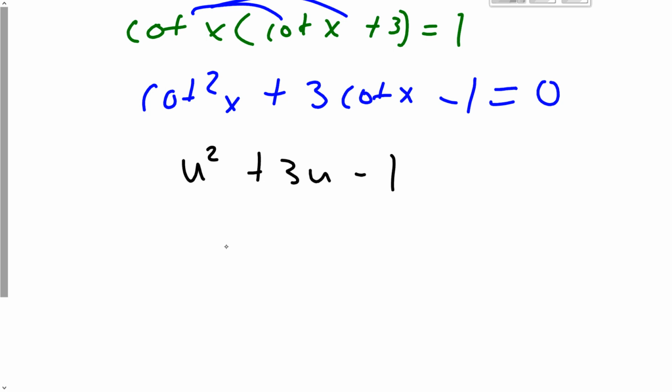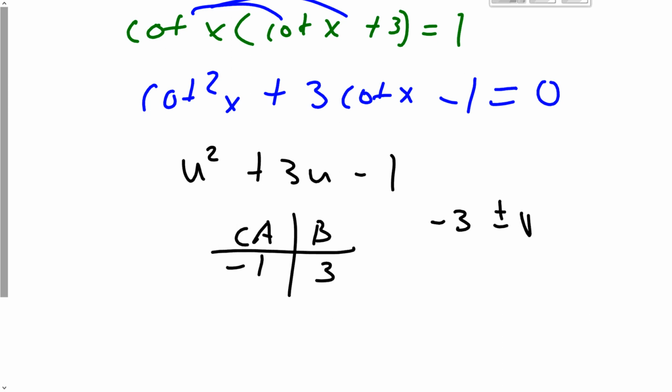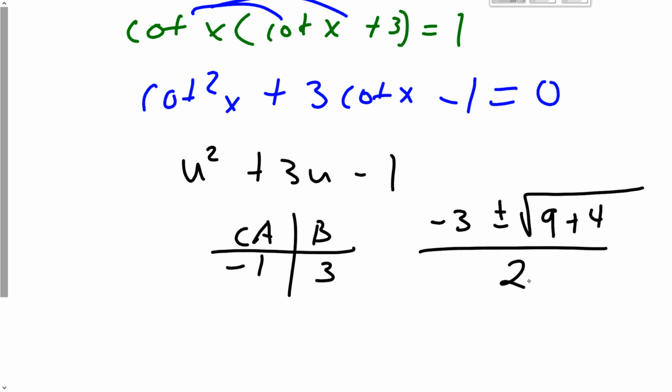This is c times a, so negative 1, because our a is 1, so that's really nice. Our b is 3. So what are the factors of negative 1 that add up to 3? Well, that's not possible, right? So here we'd have to do the quadratic formula. So negative b plus or minus the square root of b squared, so that's 9, minus 4 times a, our a is 1, and then times our c, so that's negative 4, and then all over 2 times a, which is 2.